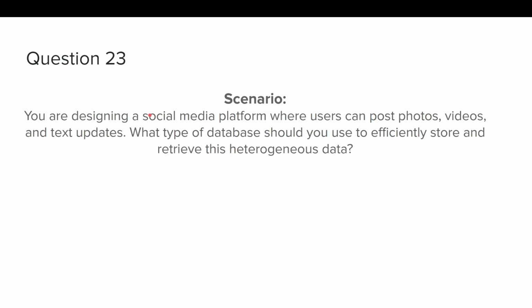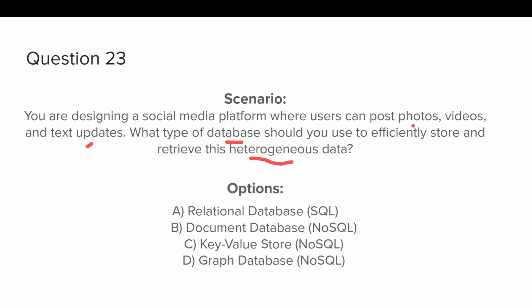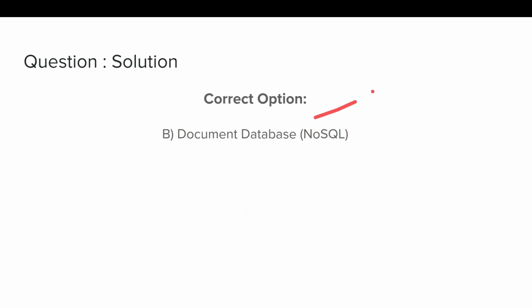You're designing a social media platform where users can post photos, videos, and text updates. What type of database should you use to efficiently store and retrieve this heterogeneous data? Heterogeneous as in dissimilar, not the same type of data. Photos is one format, videos is one format, text is one format, comments are again different. So all the things are mixed up together. So what type of database should you be using? The right answer for this is document database.